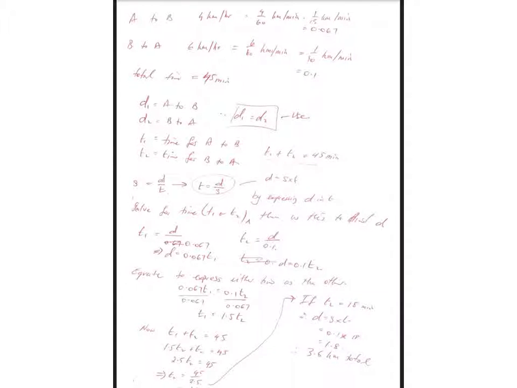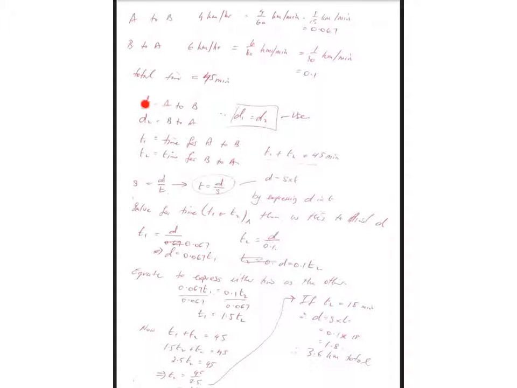Okay, this one is the same thing with the rower or the swimmer, but I've just got it all here. For swimmers from A to B, they travel at 4 kilometres an hour. So in terms of kilometres per minute, we end up with 1 over 15 or 0.067. From B to A, it's 6 kilometres an hour. So to convert it to minutes, it becomes 1 over 10 or 0.1 kilometres per minute. We're also told that the total time is 45 minutes.